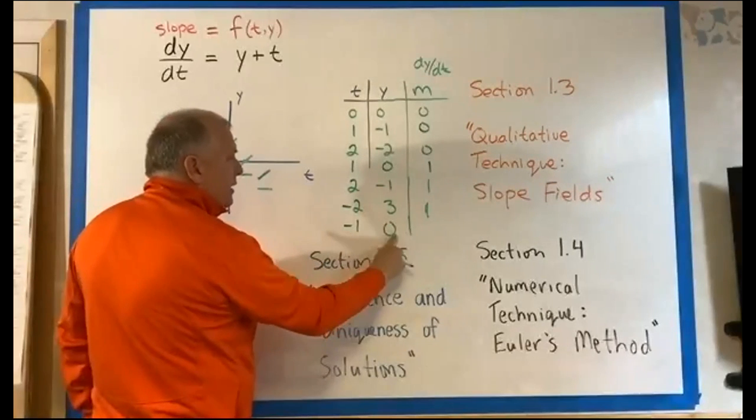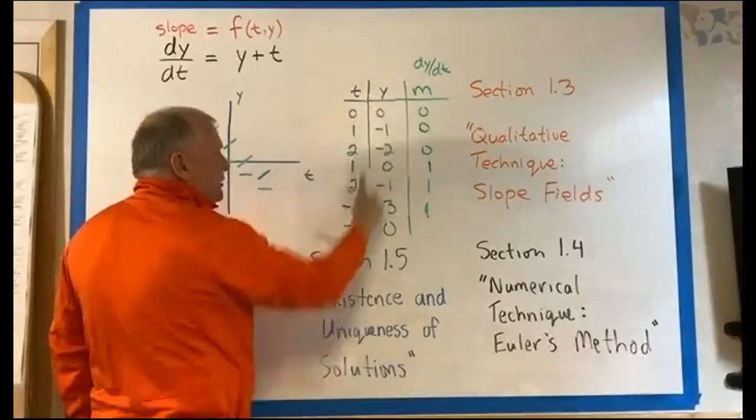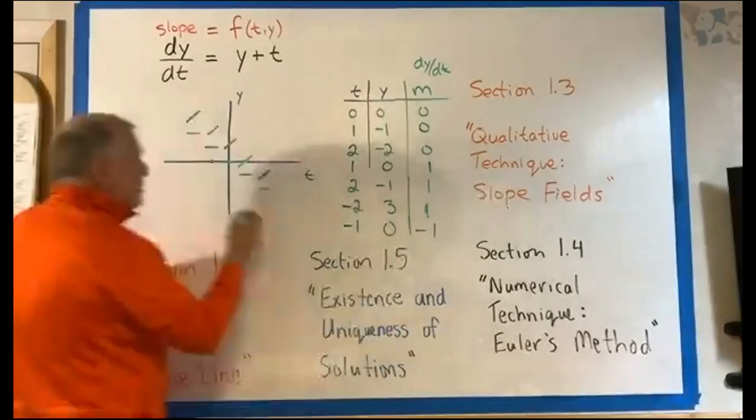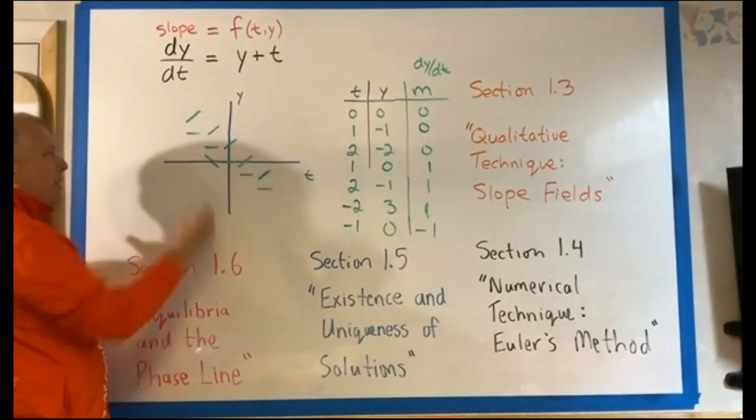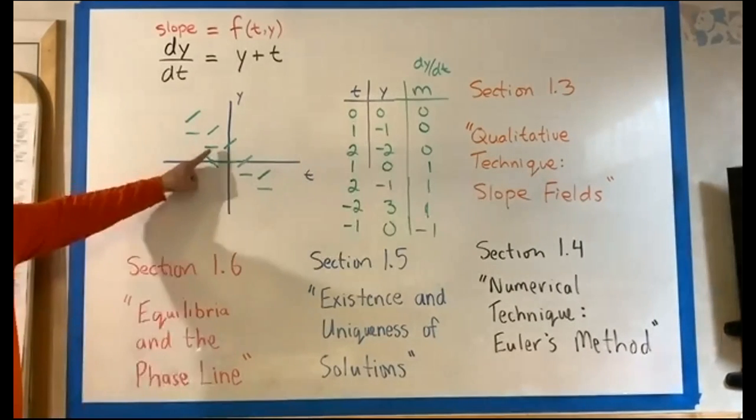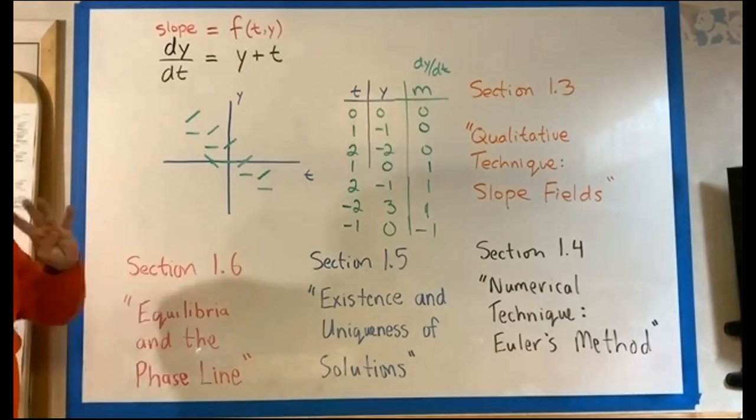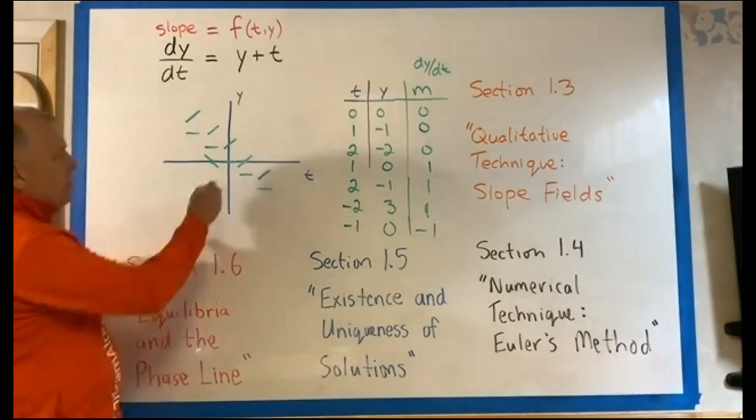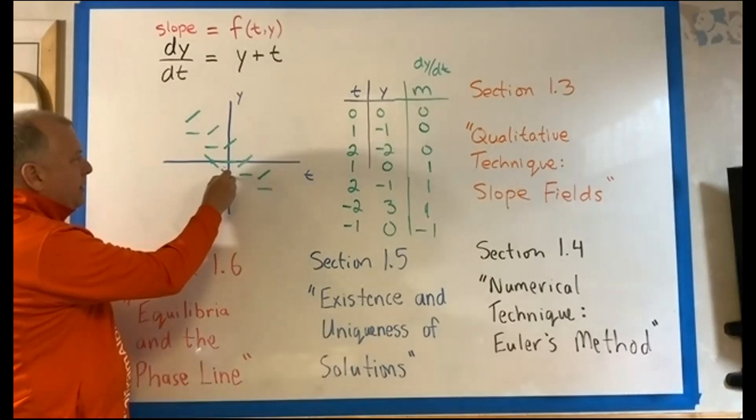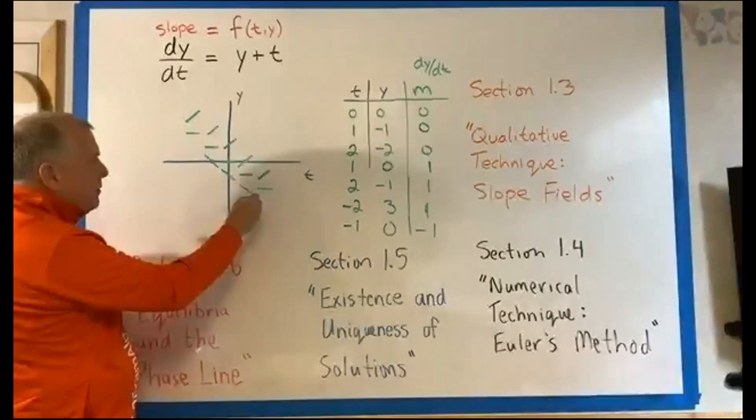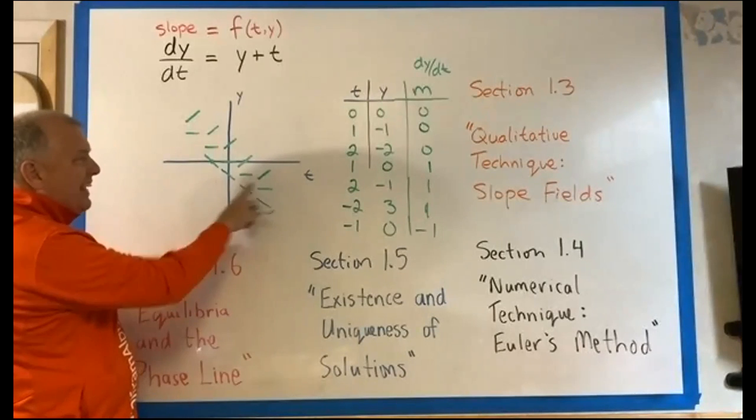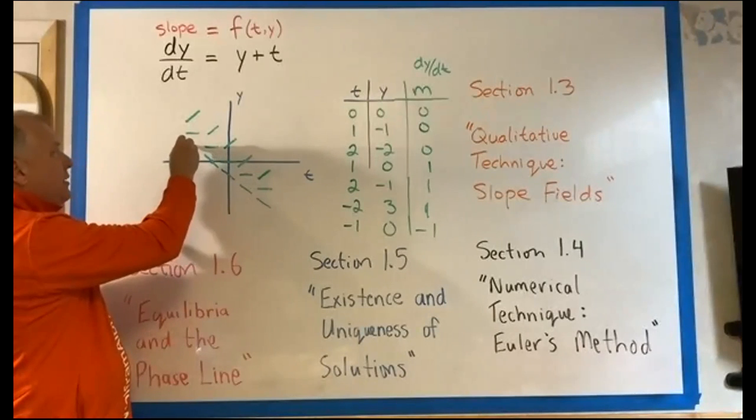Now, when I add -1 plus 0, I get -1. And what's special about that? Well, that's going like this. I can draw slope 1, I can draw slope 0, I can draw slope -1. I'm good at that. But if you add the rest of those in along that line, your slope indicators would look like that. If you backed them up, it would look like that.